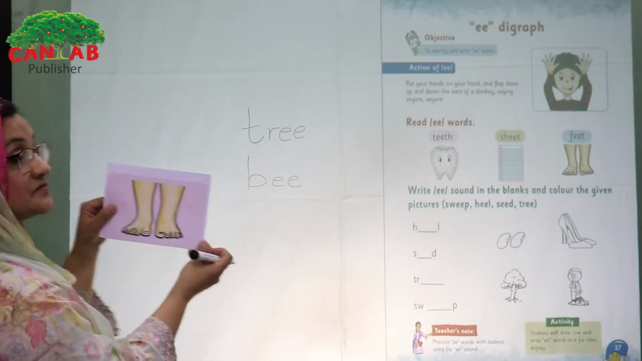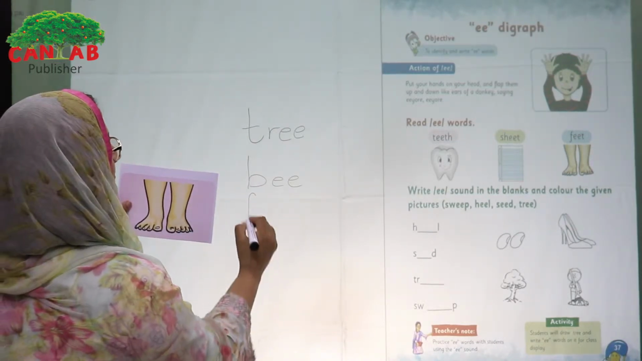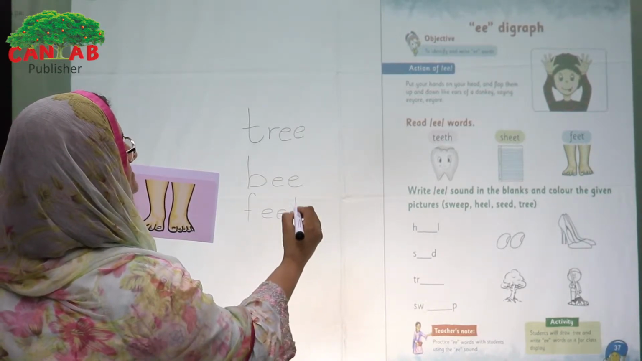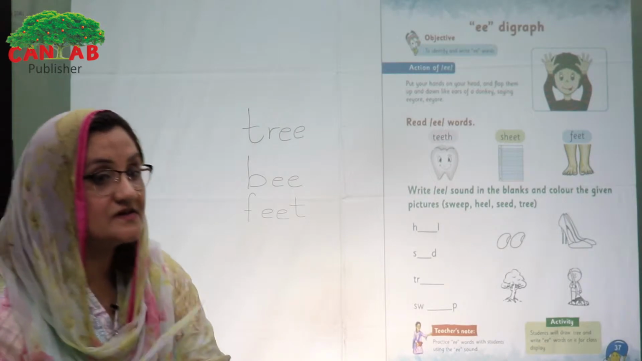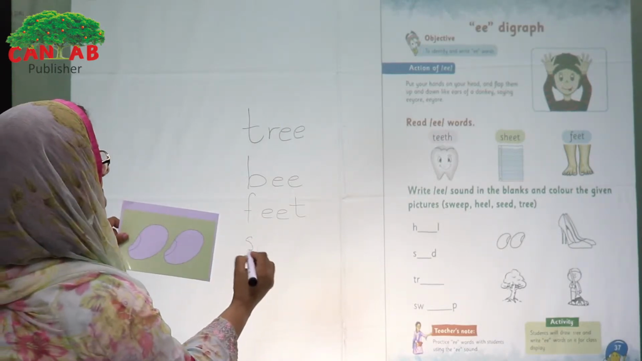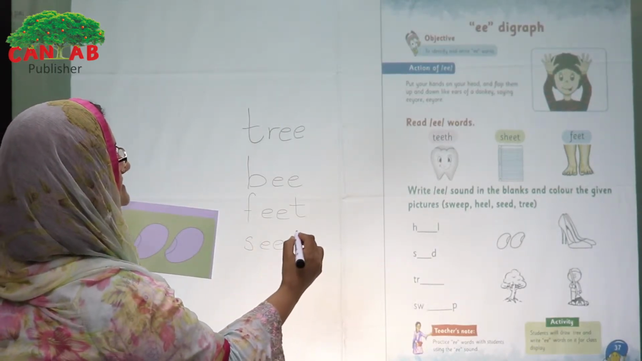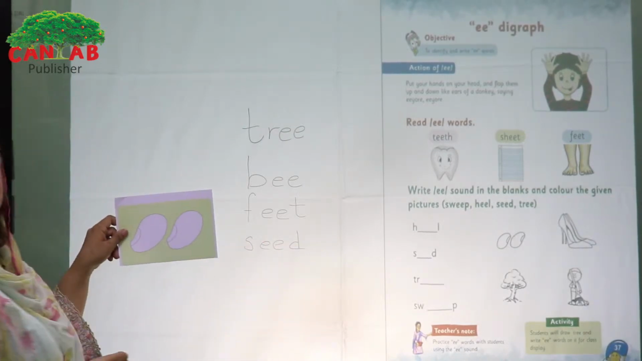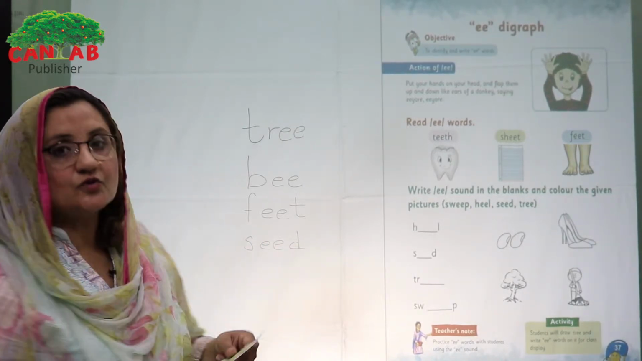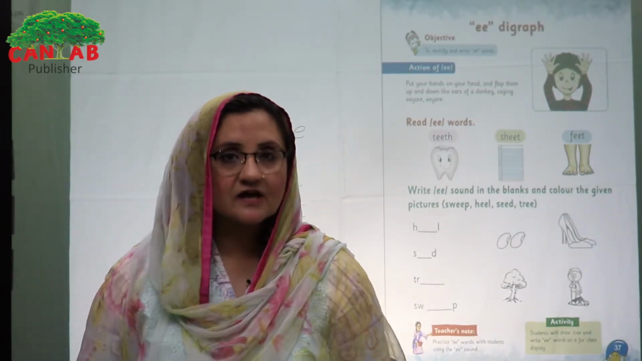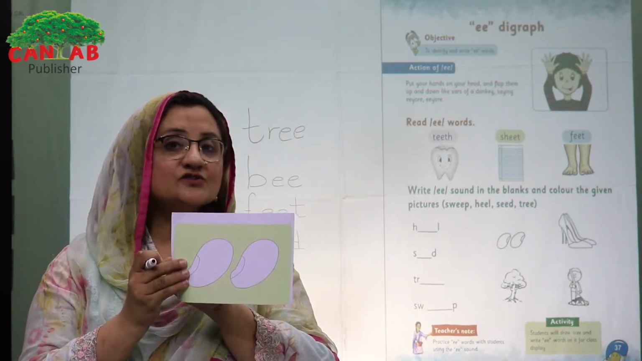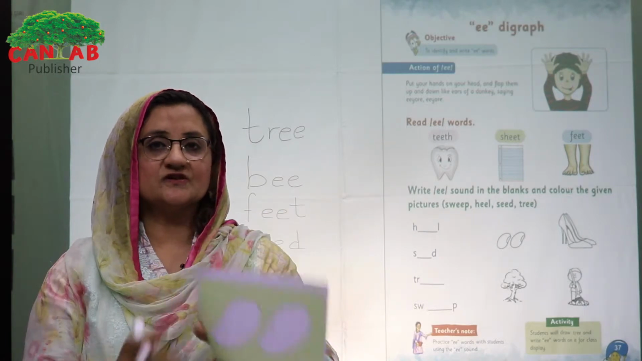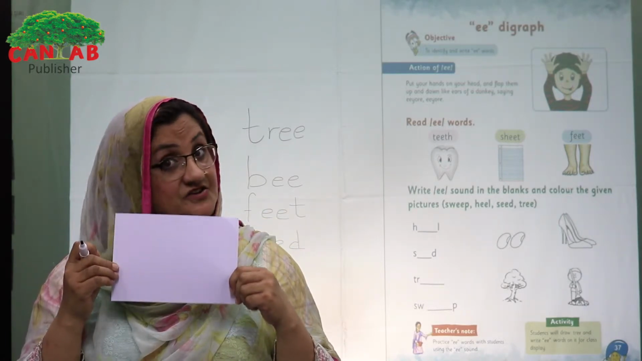Now look here. Feet. Feet. Look here. Seed. Now what you can do, you can redistribute the flashcards and ask them to look at the picture and try to write down the name of the picture at the back of the flashcard.